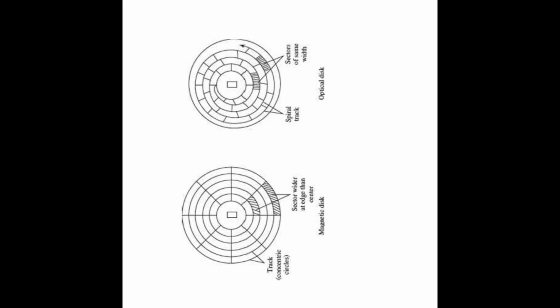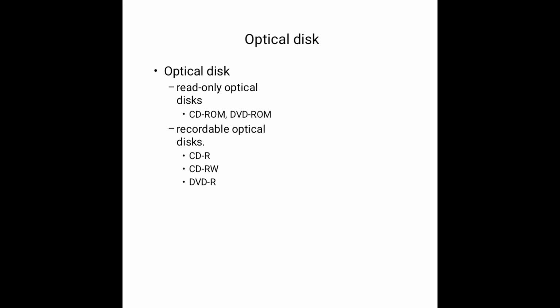The sector length may be varied in the magnetic disc, but the sectors of the same width can be represented from the starting of the disc, that is the track, to the ending of the track. So which makes the optical disc better and more convenient than the magnetic disc.